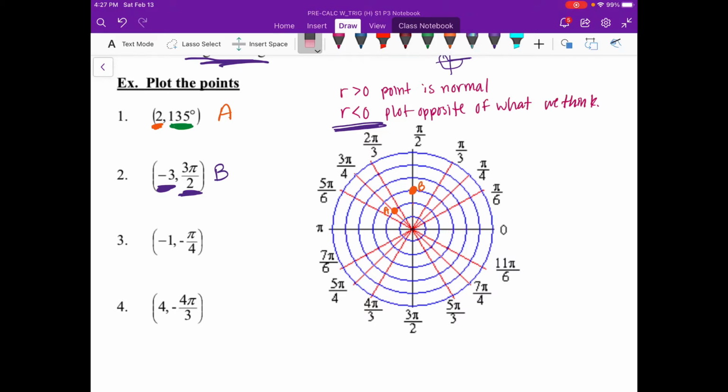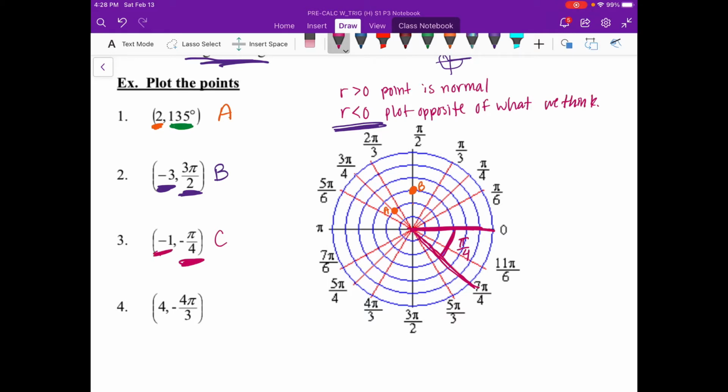Think of it like 180 degrees backwards, and that's how we're going to get that point. Okay, let's do a few more. I'm going to call this one C. In this case, my angle is negative, it's negative pi over 4. So again, starting here, I'm going to go clockwise is how I do a negative angle. So I'm going to come down just pi over 4, which puts me along this right here.